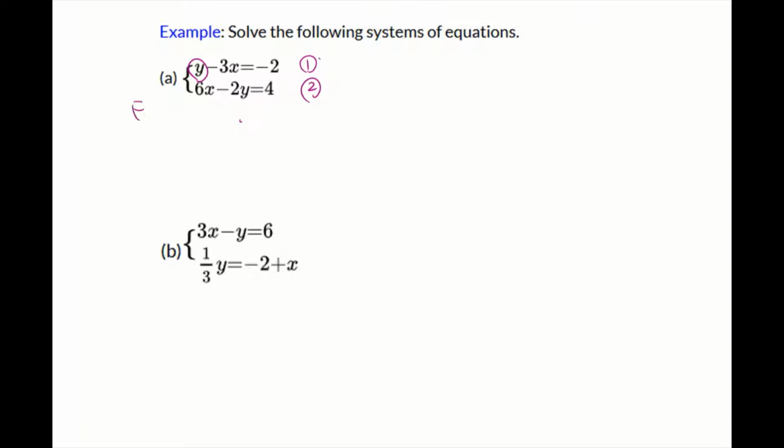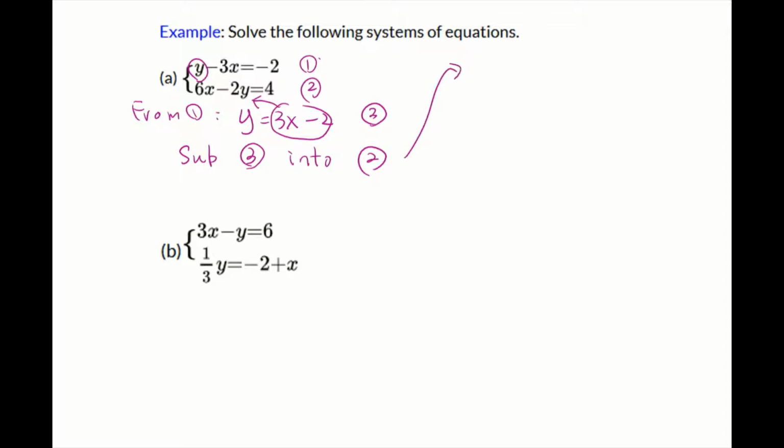So from equation 1, if you leave y by itself, you will get y equals 3x minus 2. I'll call this equation 3. I'm going to substitute equation 3 into equation 2 because I can't substitute into 1 because 1 and 3 are the same thing. Okay, so I'm going to replace y in the second equation by 3x minus 2.